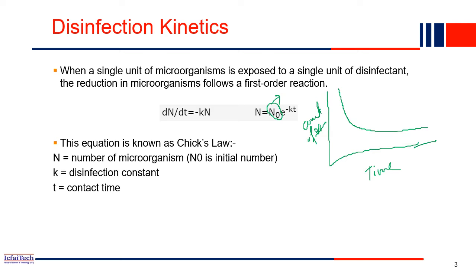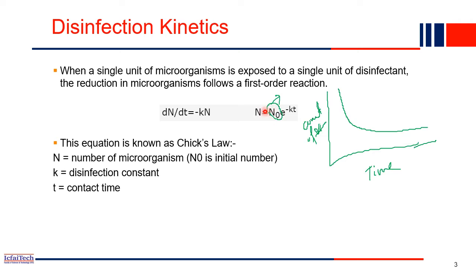So what will happen, as long as time passes, initially the microorganism number was more, but as time passes the microorganism number is reduced, right? Because more reaction will be happening with the disinfectant and the microorganisms will be killed. So this is the equation it follows.